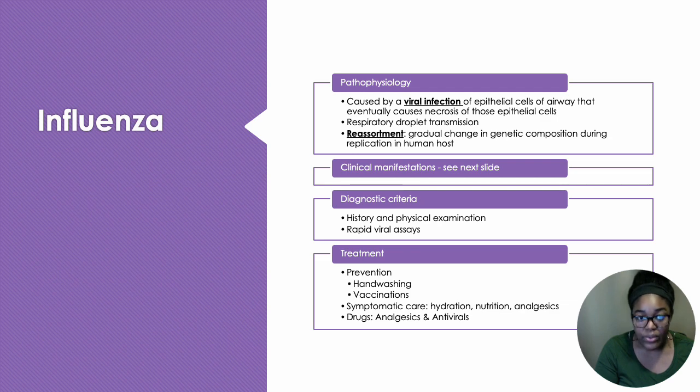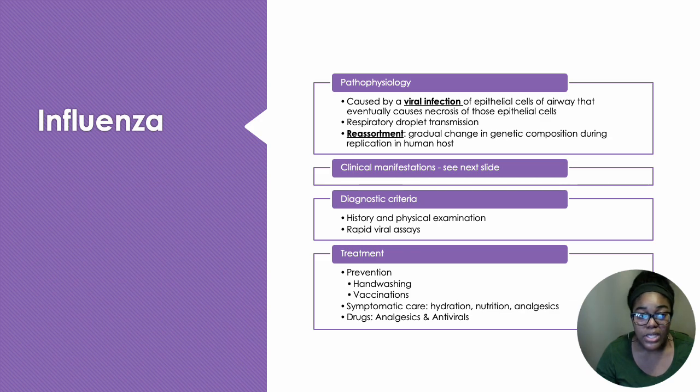Influenza is a viral infection that affects the epithelial cells of the airway. So those are that first layer of cells in the airway. And eventually those epithelial cells are necrosed, or they die based off of this viral invasion. So for an individual with influenza, you want to place them on droplet precautions because that is the means of transmission. Influenza is spread by droplets.